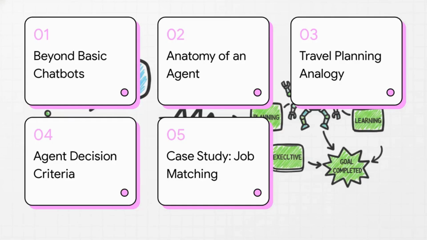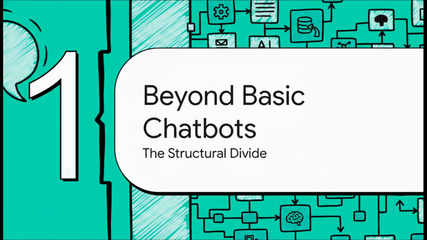Okay, so here's our game plan for the next few minutes. We'll start by moving beyond the basic chatbot to understand the core differences. Then we'll break open the anatomy of an agent to see how it works. Next, we'll use a travel planning analogy to make it real, followed by the actual decision criteria you should use for your own projects. And finally, we'll wrap the whole thing up with a real-world case study on job matching. Let's kick things off by looking at what lies beyond the basic chatbot and really dig into the structural divide.